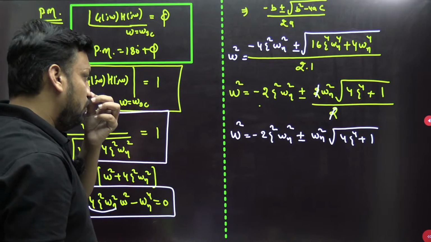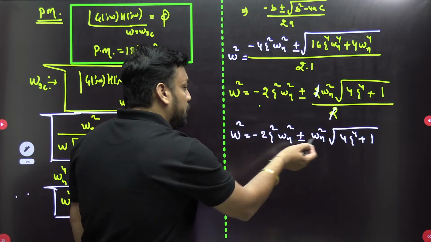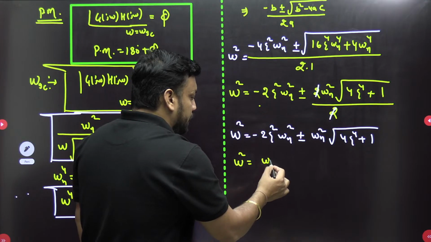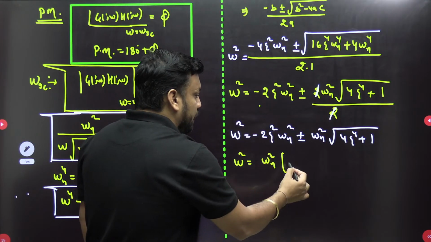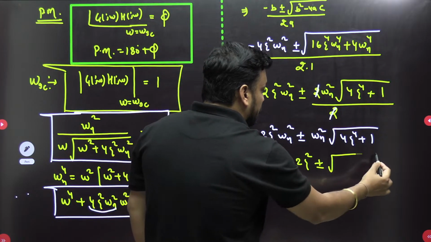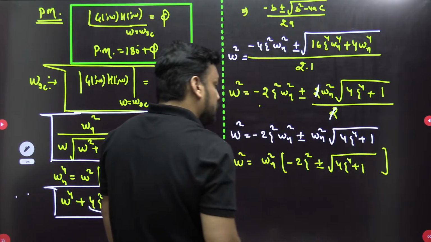Now tell me guys, what is again common? So don't you think omega n square can come common again? So omega square equals, we wrote here omega n square is common. What is left inside: minus twice zeta square plus minus under root of 4 zeta 4 plus 1. Is it fine? Yes sir.